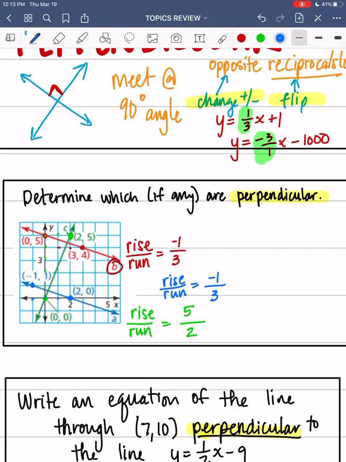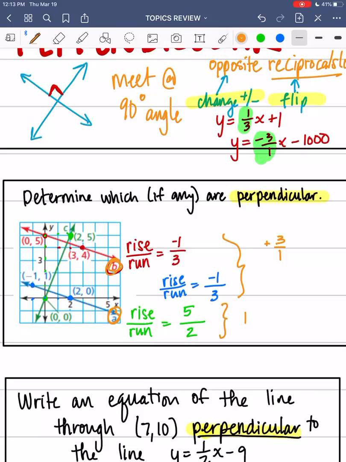So if we had one that was perpendicular to the red one, this is -1/3. This is also -1/3. So red and blue are actually parallel, and you can kind of see that in the picture. But if we had something perpendicular to them, we would have to flip the numbers, so it'd be 3 over 1, and we'd have to change the sign, and they're both negative, so it would be positive. We don't have one with slope +3, so nothing is perpendicular to those.